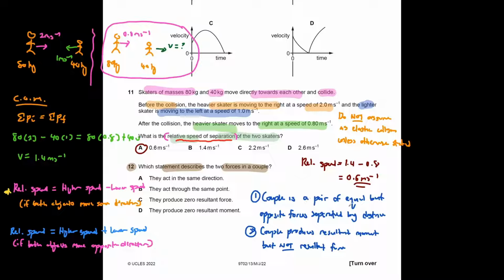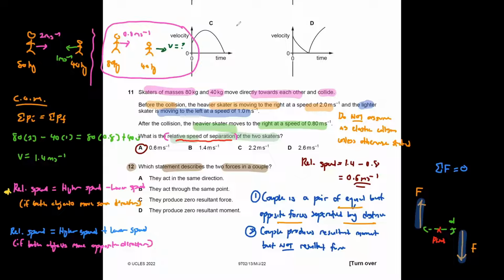Because we say couple is a pair of equal but opposite forces separated by distance, you are going to get something like this. This one is force F, and then this one is force F, separated by a particular distance, D. So let's just say that I have a pivot right over here. Now, in terms of whether there's any resultant force, you can actually see that this F going up is cancelled by the F going down. So here, resultant force is just 0.